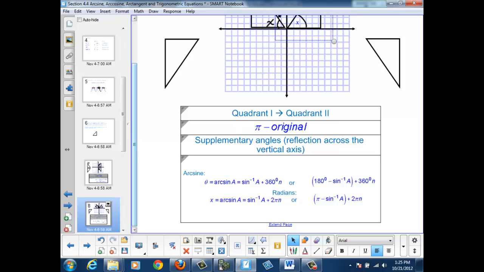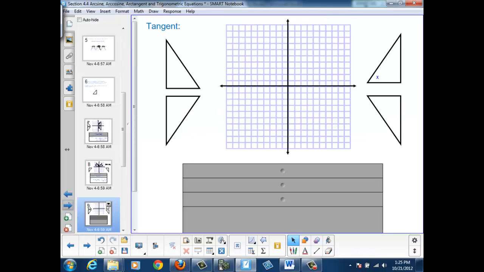Now let's look at the tangent. Once again, I'll bring in my original reference triangle with an angle of x. Now I have to think about opposite over adjacent for the tangent. Now, here in the first quadrant, that produces a positive value for tangent, since both the adjacent and the opposite have positive values. And the only way I can get a positive value in another quadrant would be as if they were both negative, which places me in the third quadrant.